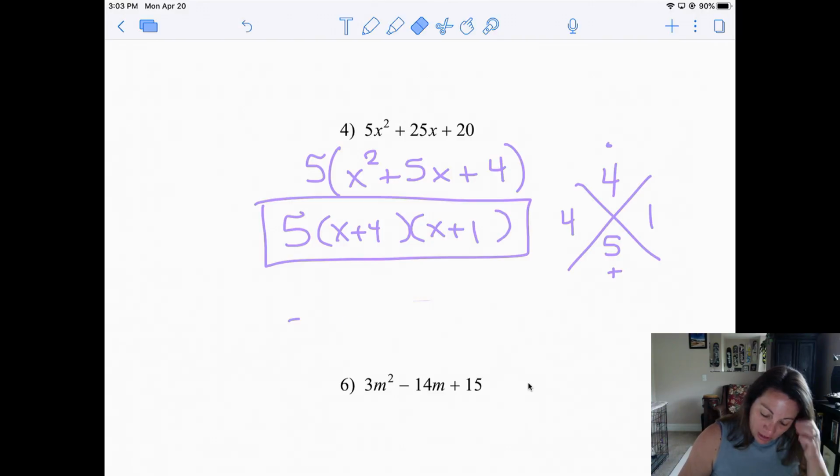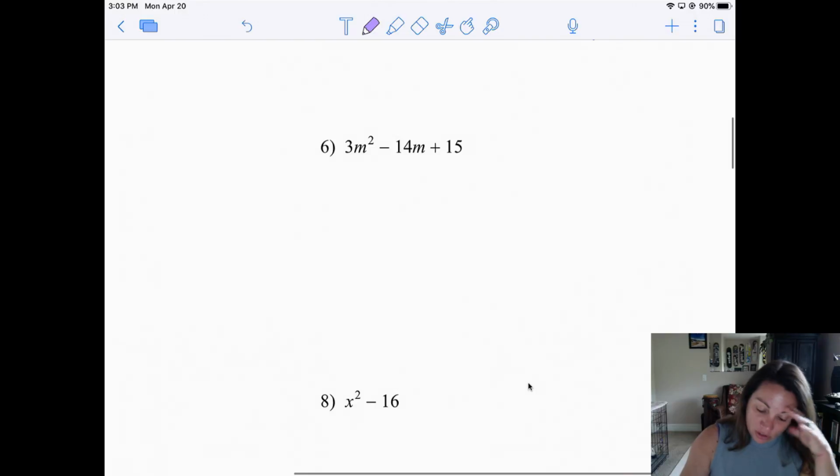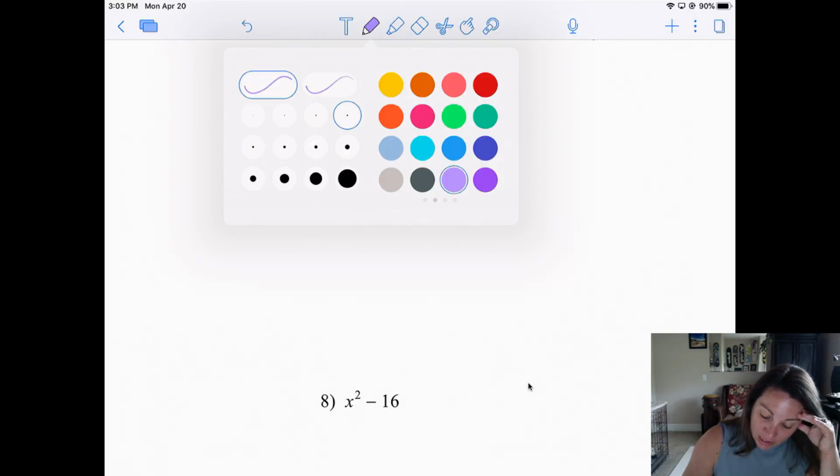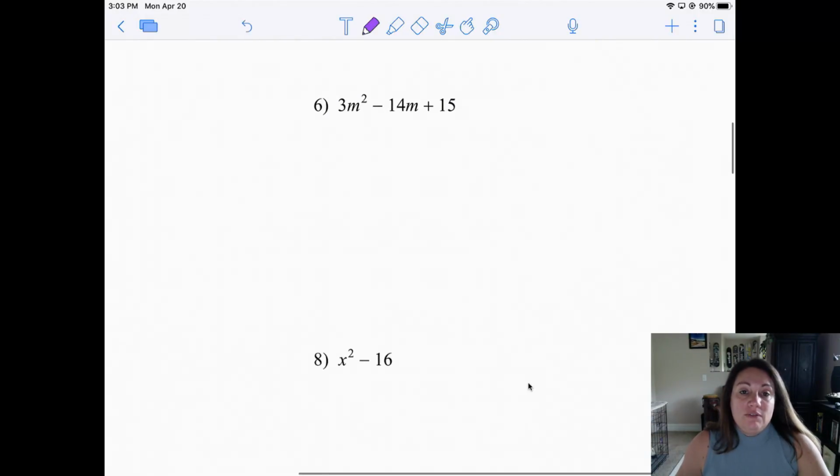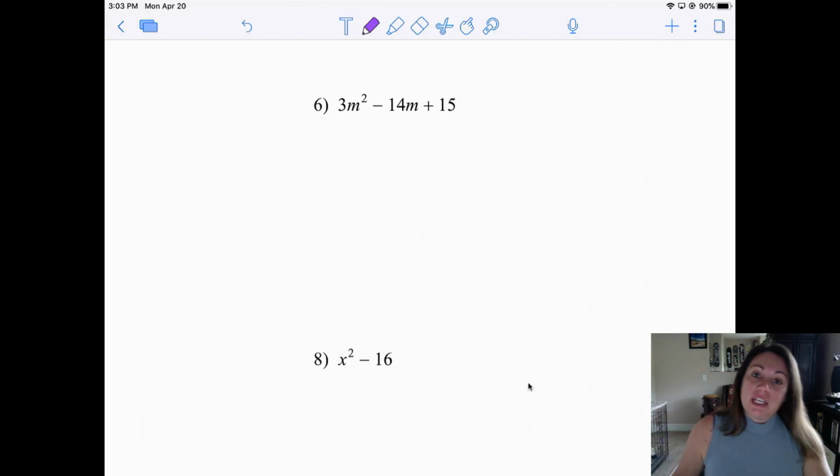So then we're going to look at number 6. Number 6 is another trinomial, but this one doesn't have a GCF, because 3, 14, 15 has no common factors, and the coefficient of the squared term, m squared, is a 3, not a 1. So this is going to be our little bit more complicated factoring problem. That's okay, we can handle it.